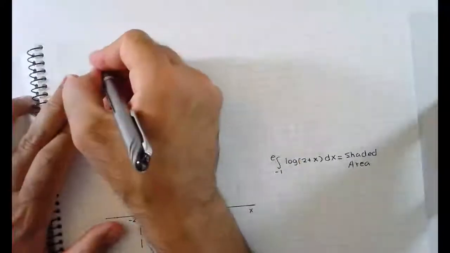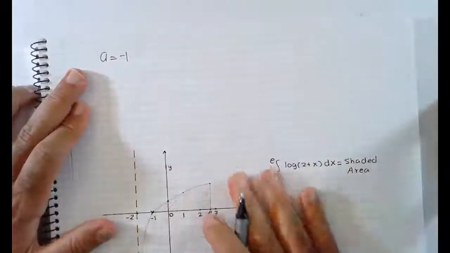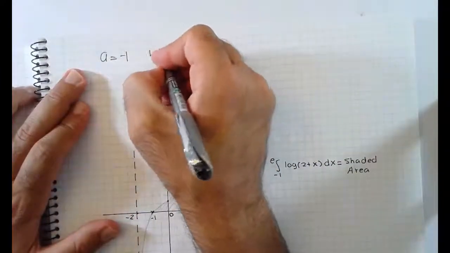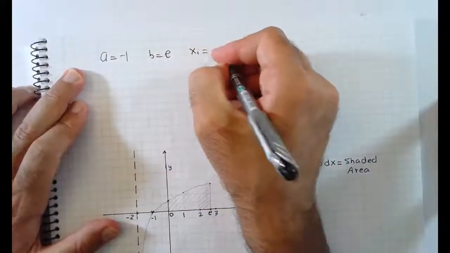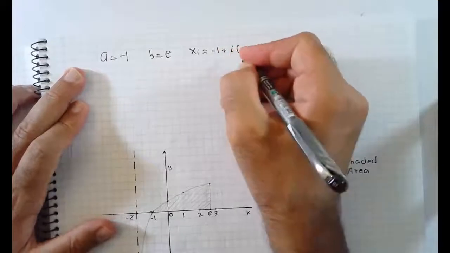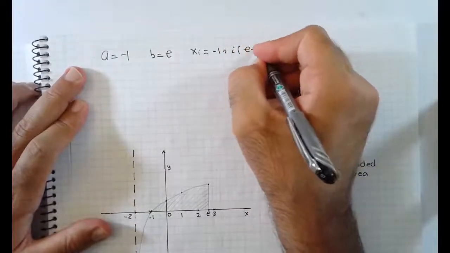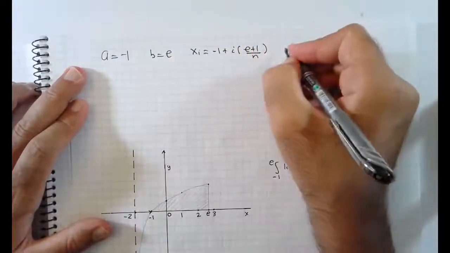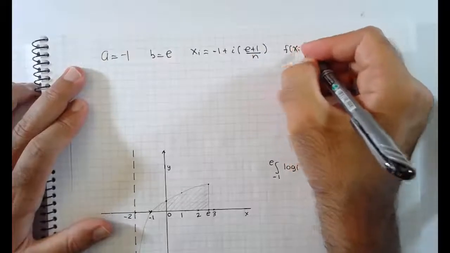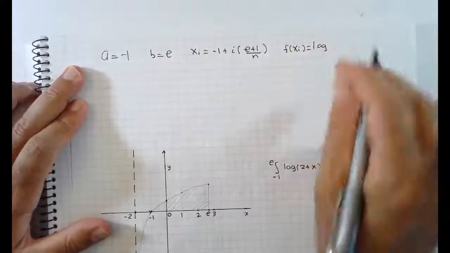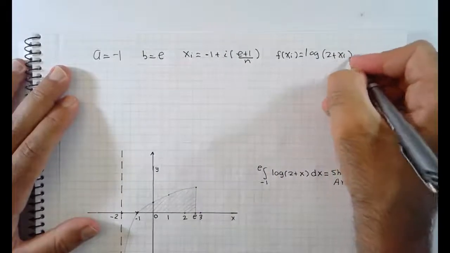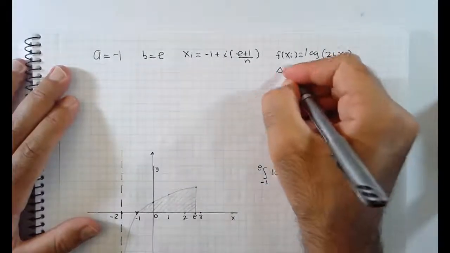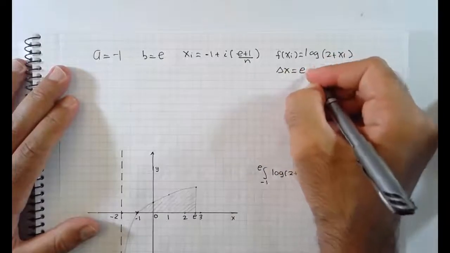So what we have is a equals -1. b is equal to e. xi is -1 plus i times (e plus 1)/n. f of xi is log of 2 plus xi, and delta x is (e plus 1)/n.